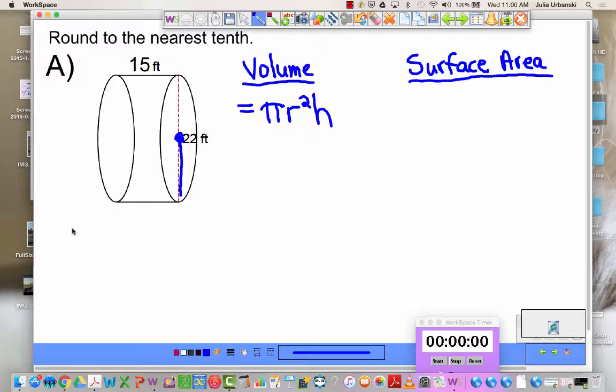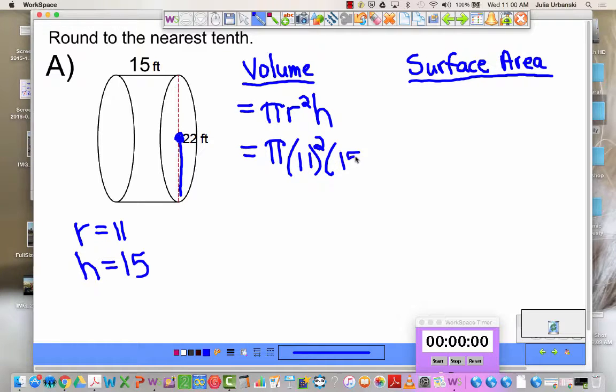What's that radius? That's 11. Good. 11. What is the height? The height is not from top to bottom. The height is from base to base. What's the height? It's 15. Good. Okay, so now if you choose to use this formula, you're going to hopefully find it easier. It's pi times the radius is 11, square it, and the height is 15.